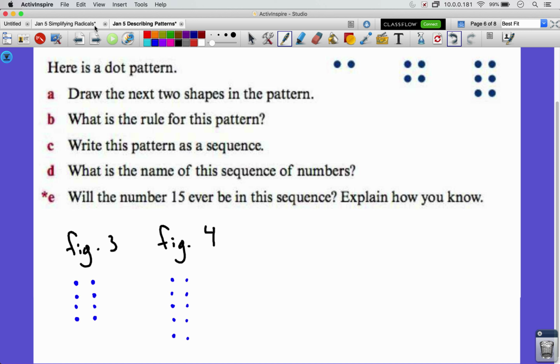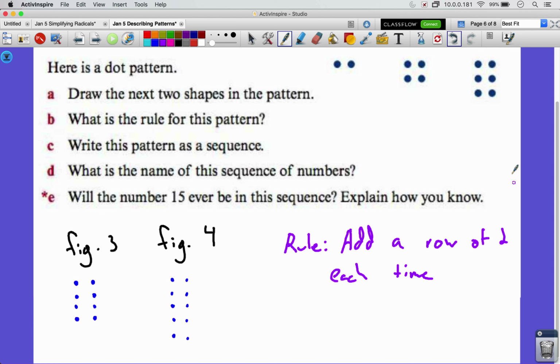All right, so what is the rule for this pattern? The rule, you can say it in a couple different ways. You could say make each column 1 taller each time, or add a row each time. You could say add a row of 2 each time. There's lots of different ways we could say it.